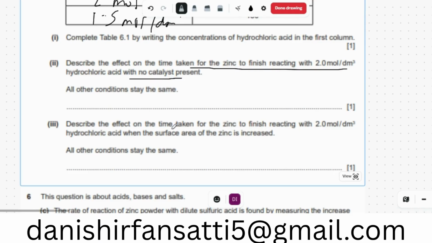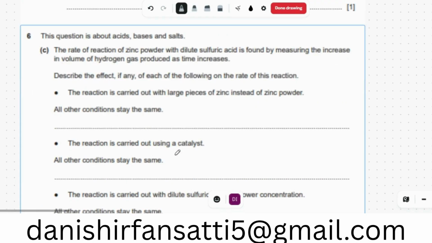Describe the effect on the time taken for the zinc to finish reacting when the surface area of zinc is increased. More surface area, so a faster reaction, so the time will be shorter. This question is about acids, bases, and salts. Question number 6. The rate of reaction of zinc powder with dilute sulfuric acid is found by measuring the increase in the volume of hydrogen gas produced as time increases. Describe the effect, if any, of each of the following on the rate of reaction.